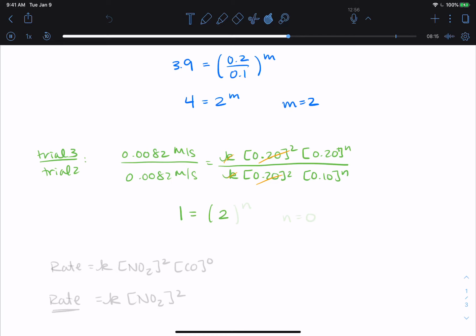I think I did that right. Yeah, I did. To the n power. So the only way that 1 can be equal to any number that's not 1 to a power is if n is equal to 0.